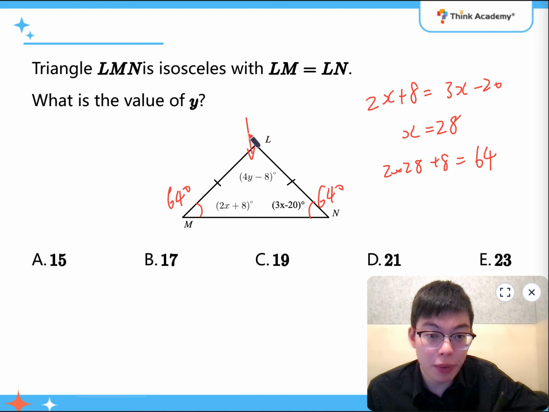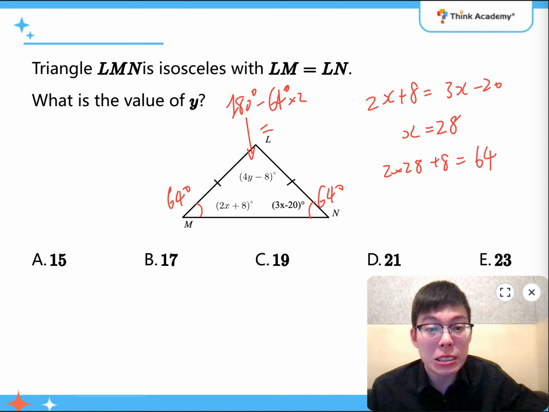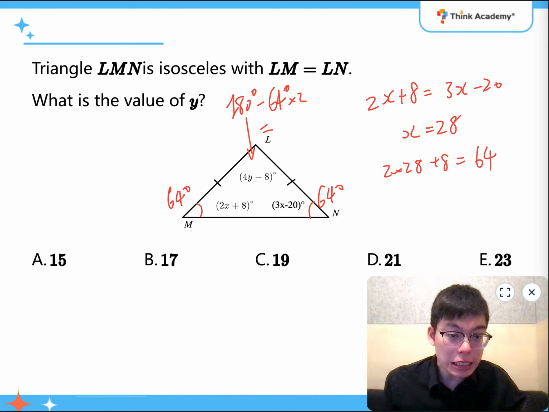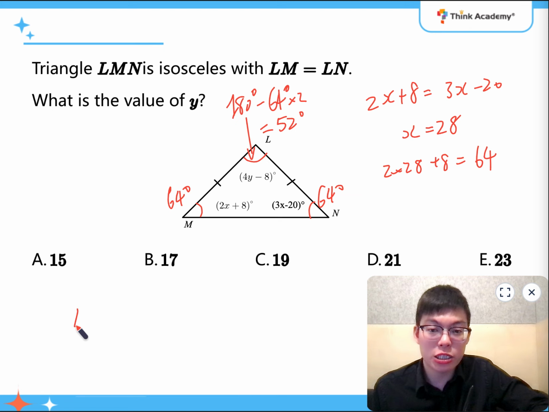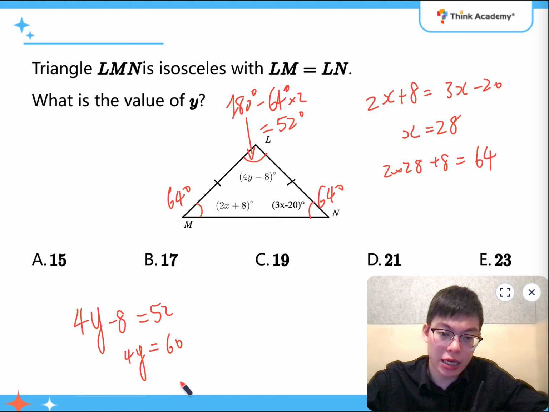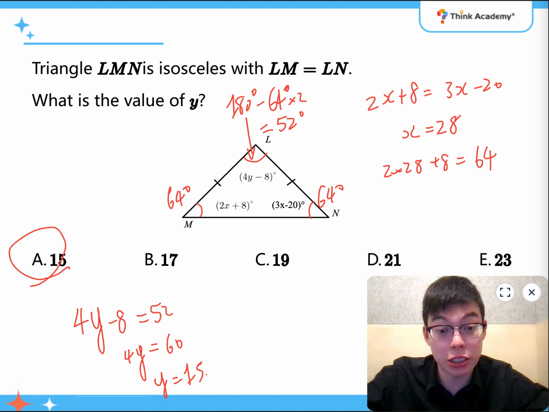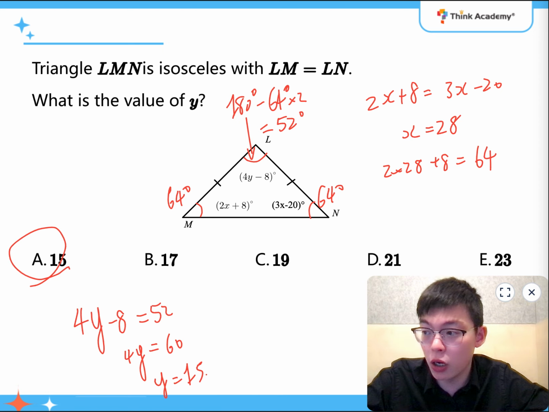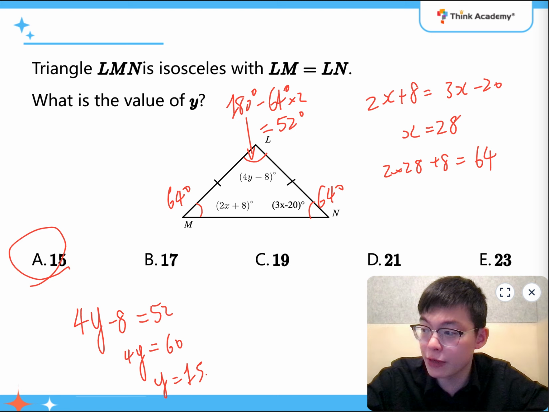And now you know that the top angle is 180 degrees, which is the sum of all interior angles in the triangle, take away 2 times 64 degrees. And that's going to be 180 take away 128, which is ending up with 52 degrees as the top angle. Now we just need to solve 4y take away 8 equals 52, which means 4y is 60 and y is 15. So it's going to be A in this question, okay? This is going to be a geometry problem on angles and lines, also a little bit related to algebra, solving linear equations, okay? So A is going to be the answer for this one.